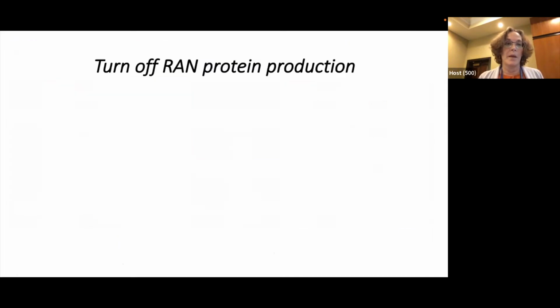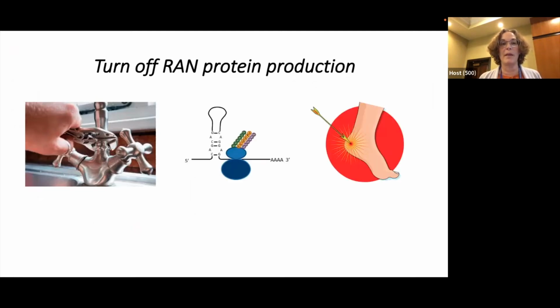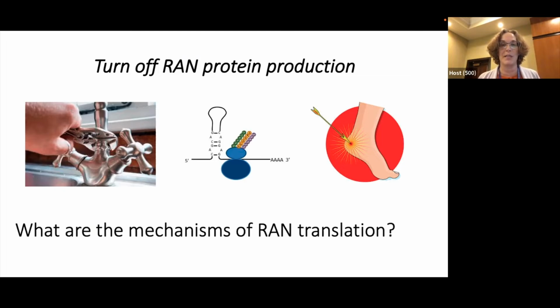And in that disease, well, in all of these diseases, we wanted to develop a way to turn off RAN protein production. We thought if we could just turn off the faucet of the production of the RAN proteins, then maybe we could really improve protein homeostasis and the health of these mice and maybe make an impact in the disease. And so that really requires that we understand the mechanisms of RAN translation better, or at least what triggers it.